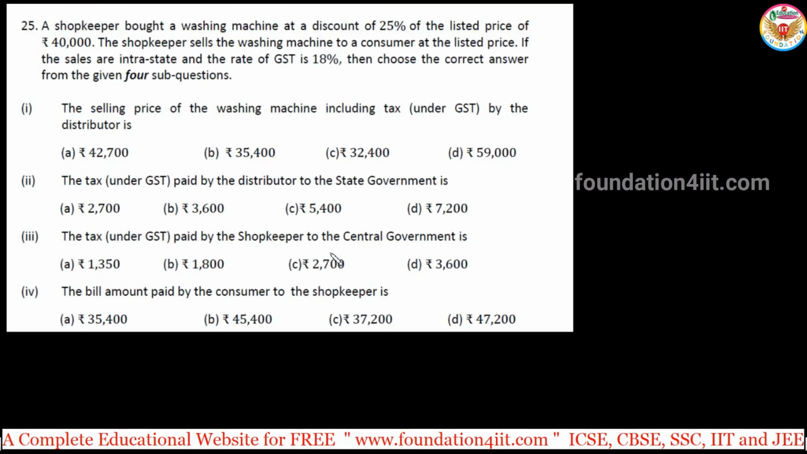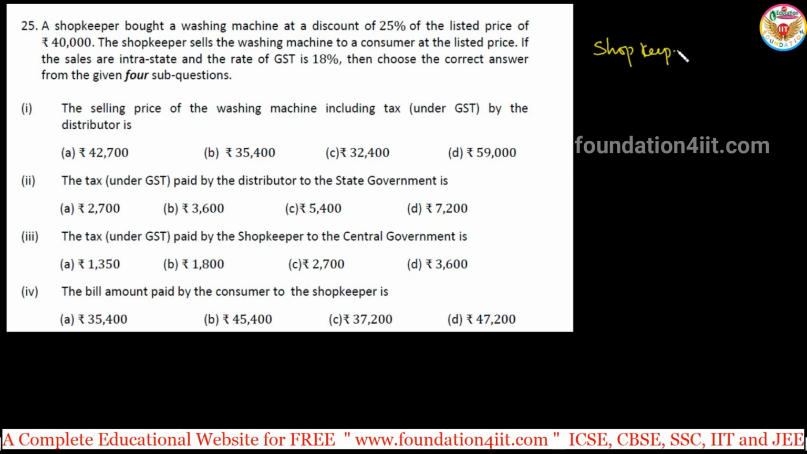And the next question is from GST. A shopkeeper bought a washing machine at a discount of 25% on the listed price of 40,000. The shopkeeper sells the washing machine to the consumer at the listed price, but sales are intra-state and GST is 18%. Choose the correct answers for the given four sub-options. First one, the shopkeeper's cost price is nothing but the selling price of the distributor.